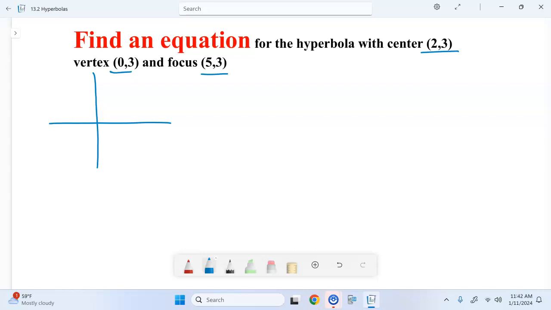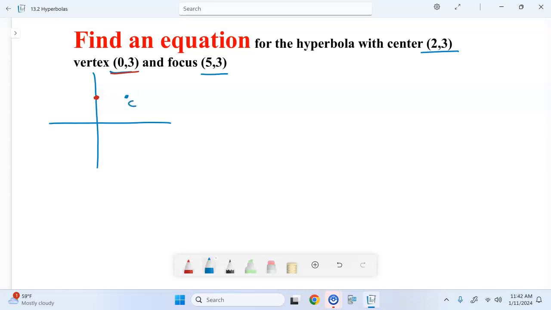Center, 2, 3, so right and up. Our vertex is where related to our center? How do I get to my vertex from center? 3 up? 3 down? 3 left. 0, 3. There's our vertex.